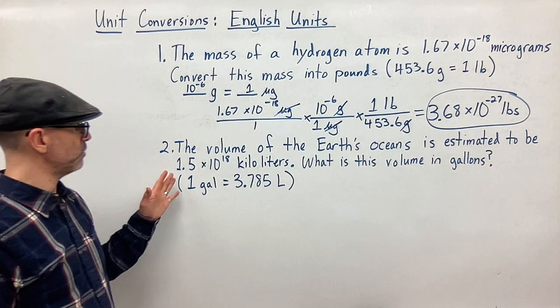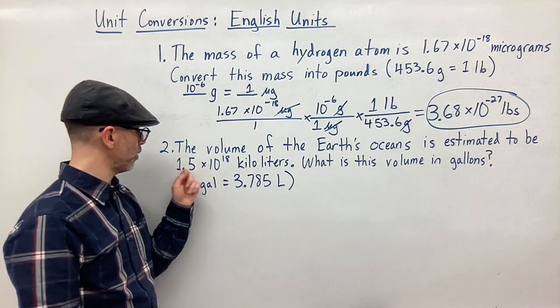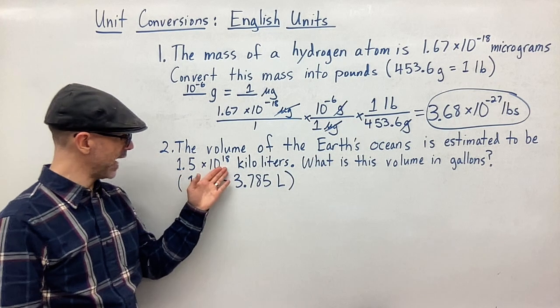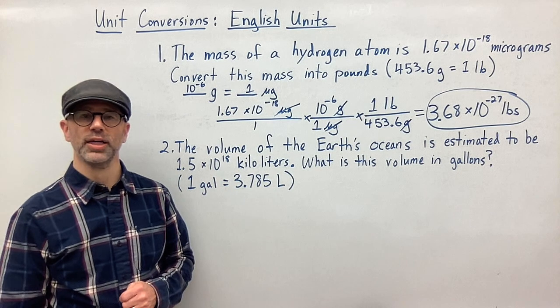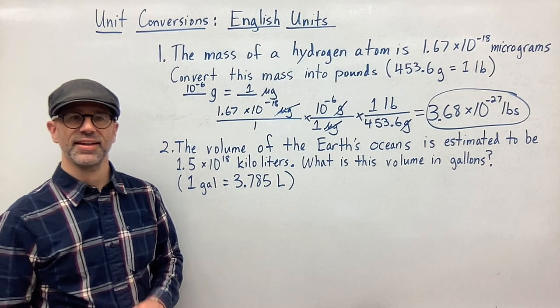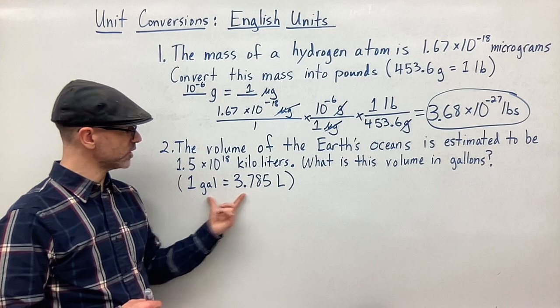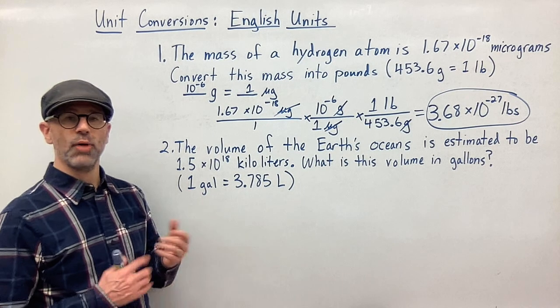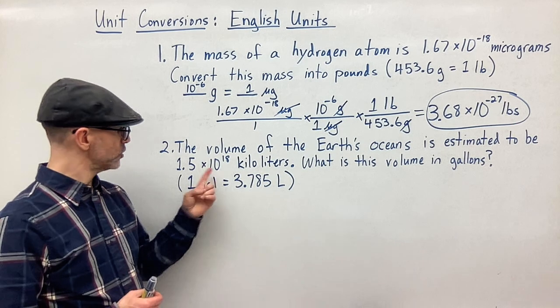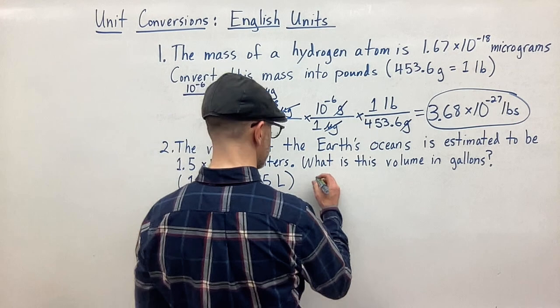So in the second problem, the volume of the Earth's oceans is estimated to be 1.5 times 10 to the 18 kiloliters. What is the volume in gallons? Okay, so again, they give us the conversion factor here. This is our equality, gallons to liters. We want to get the liters first. So we're going to have to convert kiloliters to liters. So we're going to need that conversion factor.